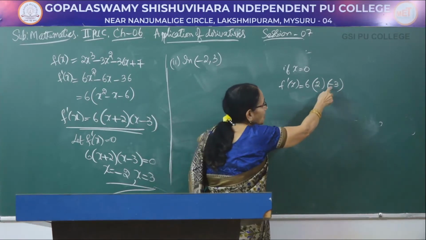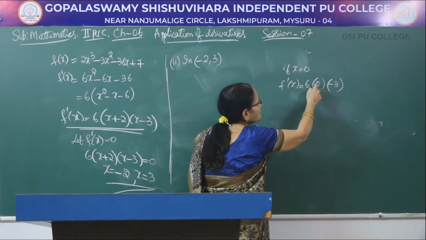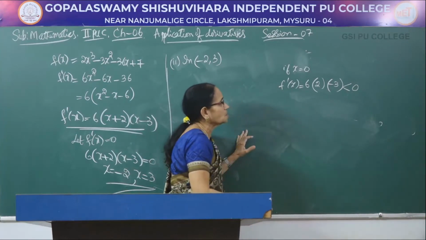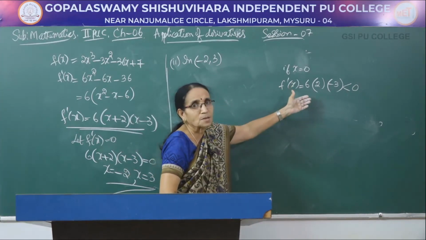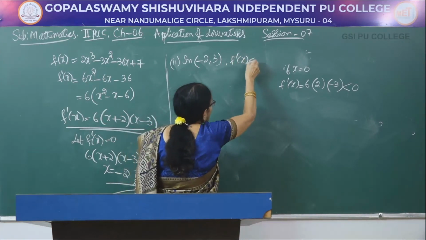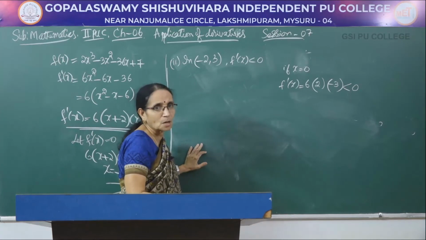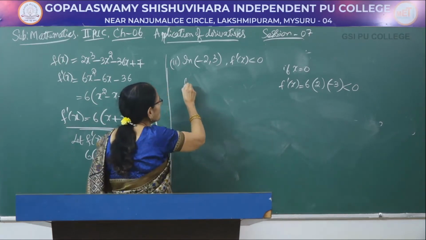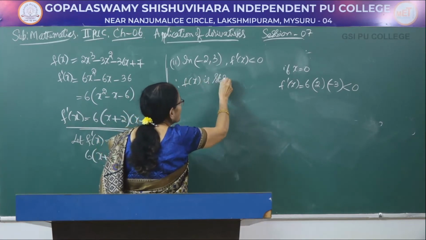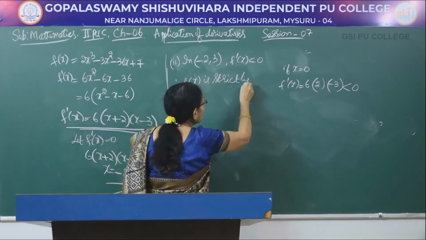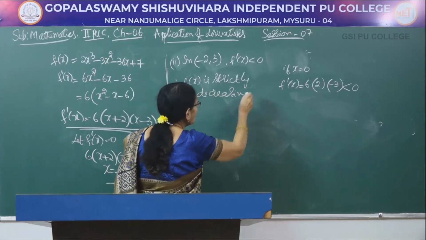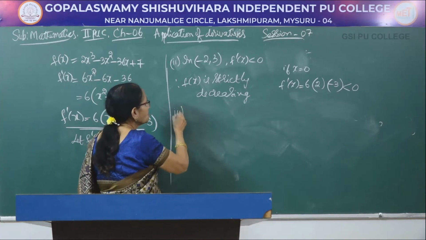Look here, minus into plus into plus. So, this would be negative, less than 0, isn't it? When minus into plus, it is negative. So, you write here f dash x is strictly less than 0. So, what is our conclusion? It is f x is strictly decreasing.